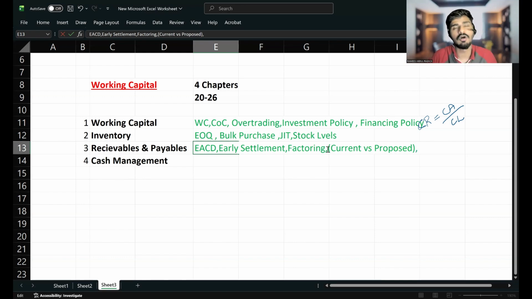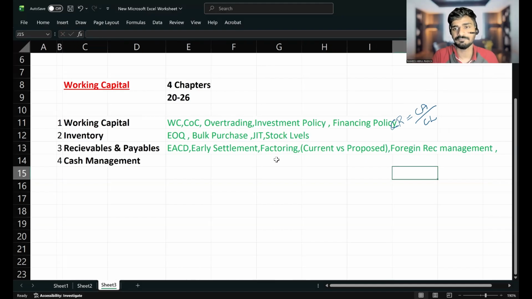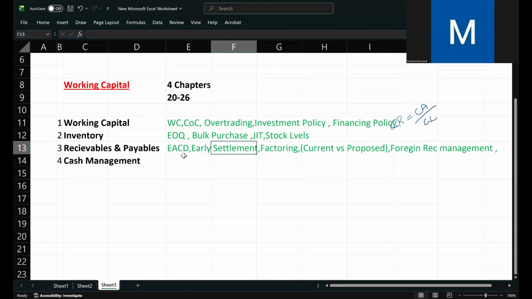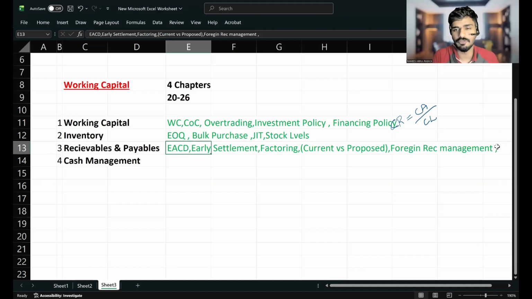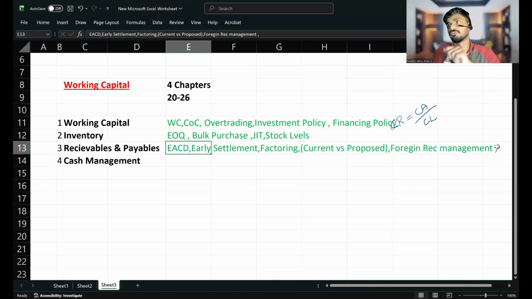And you also have to learn about foreign receivable management. Okay, what are the methods to manage foreign receivables? Could you please name a few methods in which we can manage foreign receivables? Letter of credit. Yeah, letter of credit. Really good, Yusuf. Letter of credit can be used to manage foreign receivables. Then bills of exchange. Yeah, bills of exchange can be used for foreign receivable management.